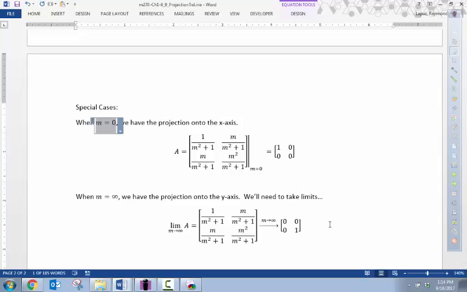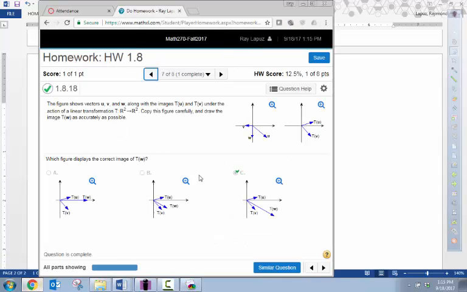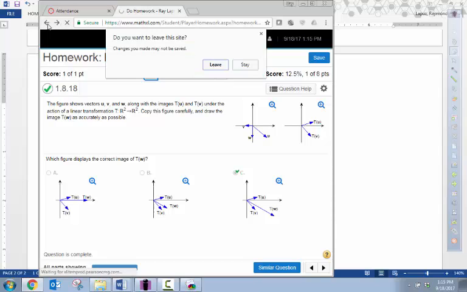All right, and remember the key was to figure out what happens to (1, 0) and (0, 1). So now this would be a good time to go take a look at the problem that Susanna had from 1.9.